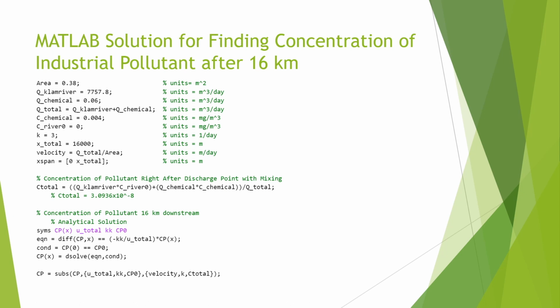We first use an analytical solution to do this. Similar to last time, we're using the symbolic toolbox, and you start off by defining your variables. Our first variable, Cp of x, is the concentration as a function of x. U total is the velocity, Kk represents the rate constant, and Cp0 represents the initial concentration, which we just found to be 3.0936 times 10 to the negative 8th.